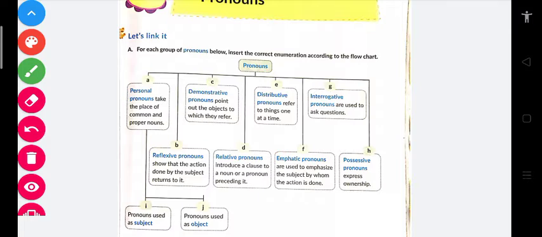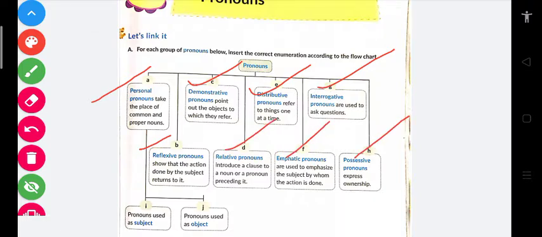These classifications are: personal pronoun, reflexive pronoun, demonstrative pronoun, distributive pronoun, interrogative pronoun, relative pronoun, emphatic pronoun, possessive pronoun. And if I talk about this particular thing, part A, personal pronoun.